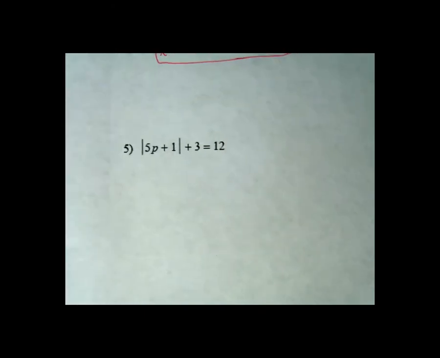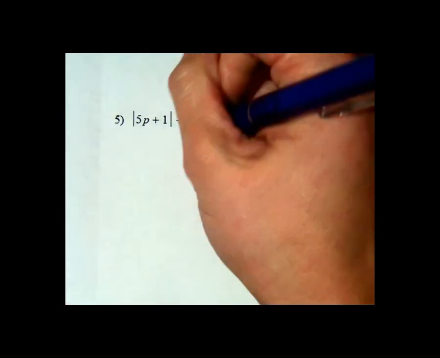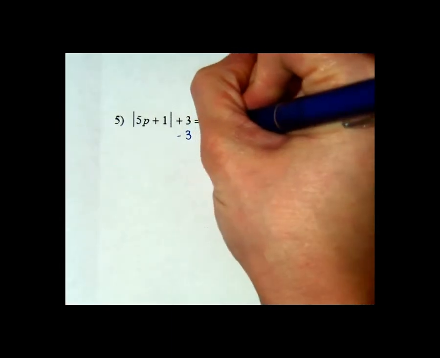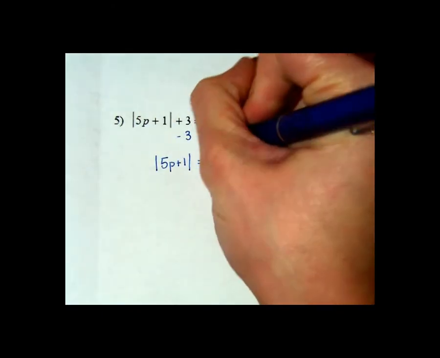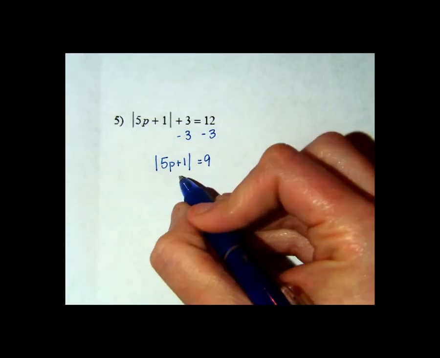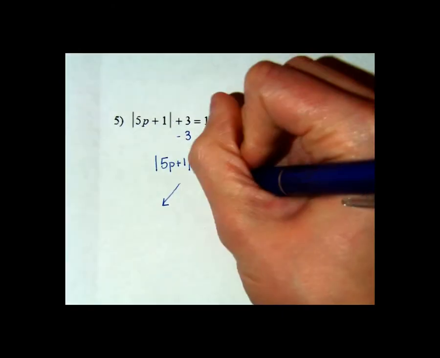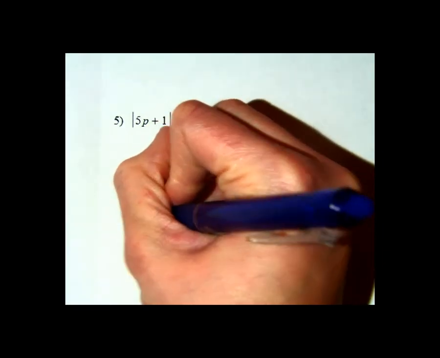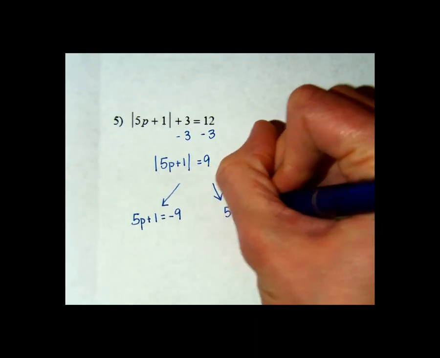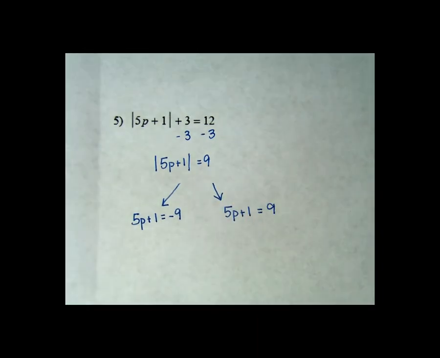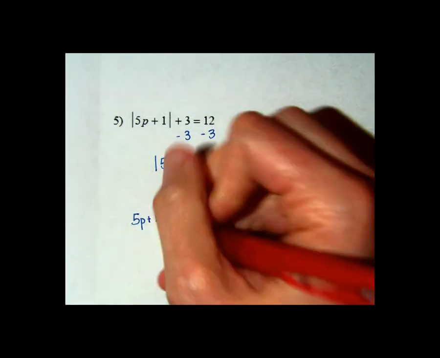Again, if you're watching this to learn this, you need to do number 5 before you continue with the video. So pause it if you need to. Step 1, get the absolute value by itself. So subtract 3. Absolute value of 5p plus 1 is equal to 9. The absolute value bars are by themselves, so 2 cases. One where 5p plus 1 is equal to a negative 9, and the other where 5p plus 1 is equal to a positive 9.